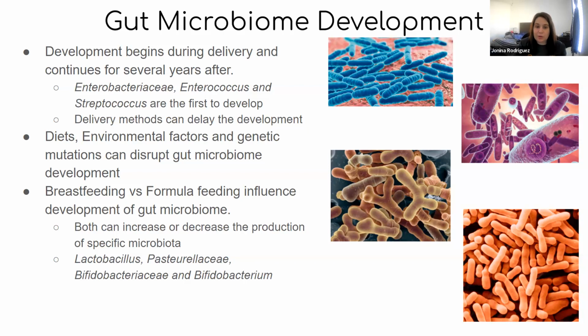Both can either increase or decrease the production of specific gut microbiota. It just depends on what ones they are. So a few examples that we're going to see today are Lactobacillus, Pasteurellaceae, Bifidobacteriaceae, and Bifidobacterium, which are just some of the main species of gut microbiome that can be increased or decreased in concentration.